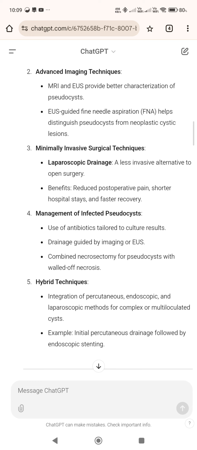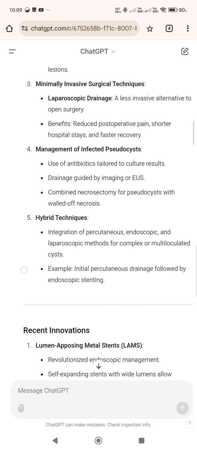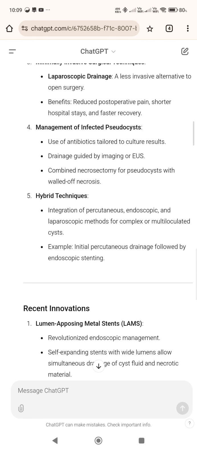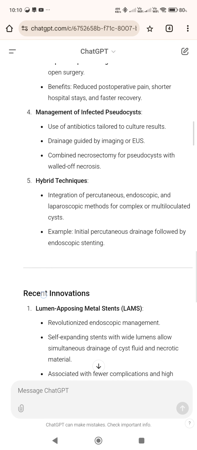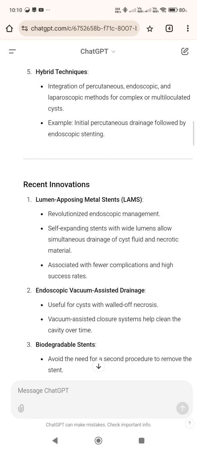4. Management of infected pseudocysts. Use of antibiotics tailored to culture results. Drainage guided by imaging or EUS. Combined necrosectomy for pseudocysts with walled-off necrosis. 5. Hybrid techniques. Integration of percutaneous, endoscopic, and laparoscopic methods for complex or multiloculated cysts. Example: initial percutaneous drainage followed by endoscopic stenting.